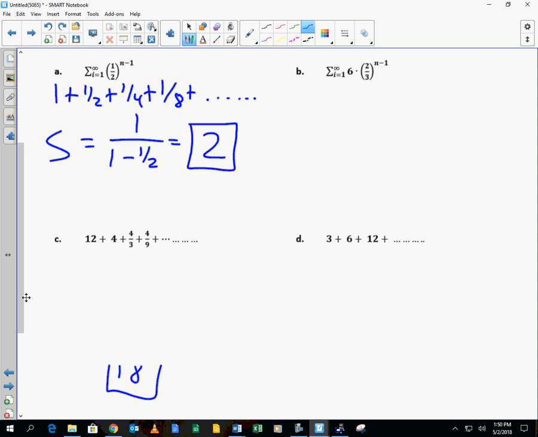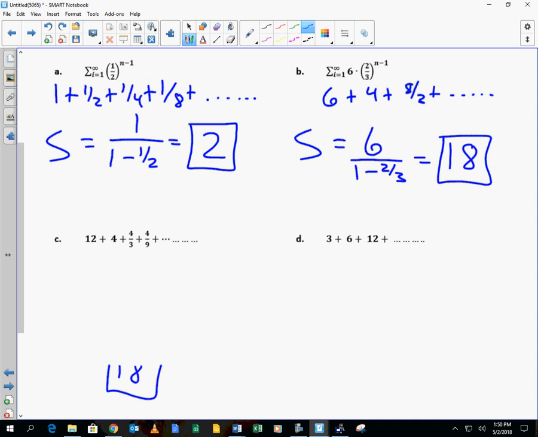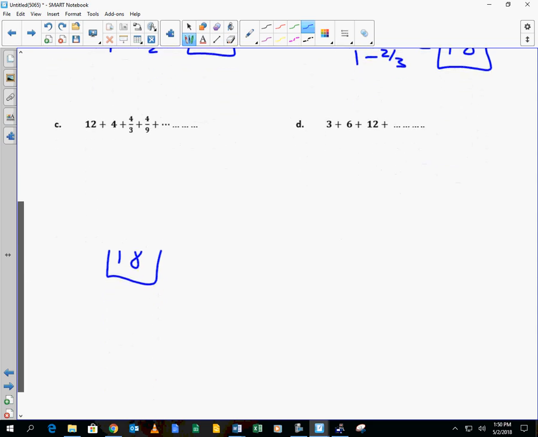Okay, so this one, we've already expanded this one out. This was 6 plus 4 plus 8/3. We did this earlier, okay? We wrote that out, and that was our series. And so the sum is equal to, what's the first term? 6 divided by, what's 1 minus 2/3? What's 6 divided by a third? 18. So finding the sum of an infinite geometric series is rather nice.